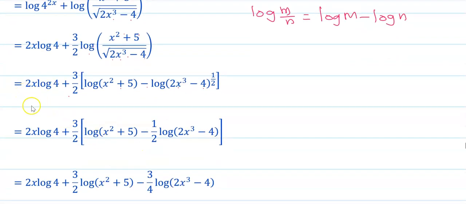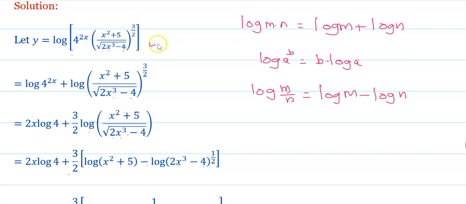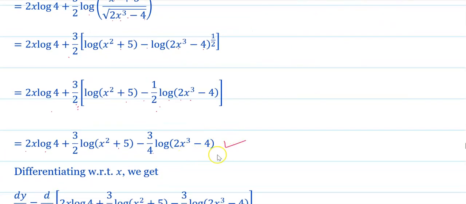Again, 2x log of 4, 3 by 2 log of x square plus 5 minus 1 upon 2 log of 2x cube minus 4. Hence, 2x log of 4, 3 by 2 into log of x square plus 5. Now 3 by 2 multiplied by 1 upon 2 will become minus 3 by 4 log of 2x cube minus 4. Now differentiate this. All of this is simplified. We have totally simplified it.